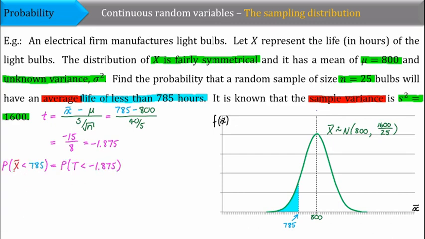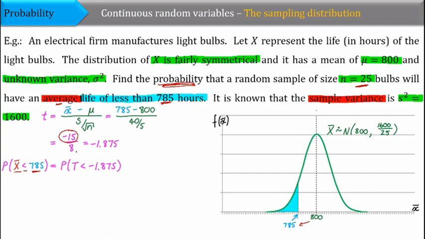So that means the probability of x bar being less than 785, which is what we want: find the probability that the average of a sample of size 25 is less than 785. So we'll have the probability of x bar being less than 785, and we see that 785 is negative 1.875 standard deviations away. Negative because 785 is below 800. So when we take 785 minus 800, we'll get a negative result, negative 15 over here.